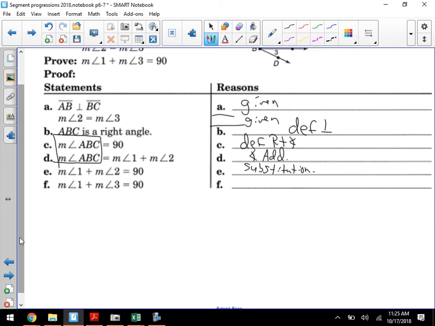And then last but not least, what changed between angles 1 and 2 equaling 90, to angles 1 and 3 equaling 90? Substitution again, because you put 3 in for 2. Because we know that up top, 2 and 3 were the same.